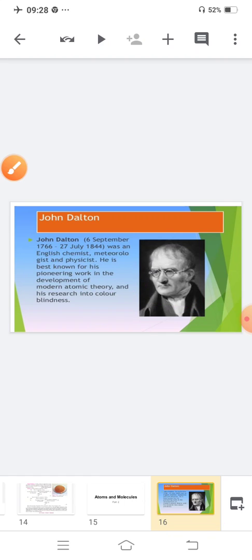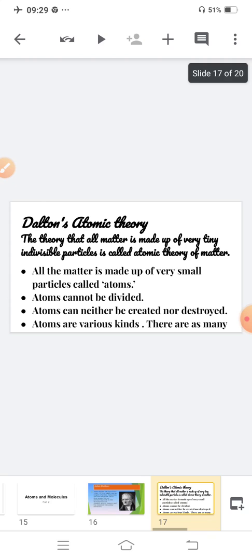I am reading this slide once more. Listen carefully. John Dalton was born on 6 September 1766 and died on 27 July 1844. He was an English chemist, meteorologist and physicist. He is best known for his pioneering work in the development of modern atomic theory and his research into color blindness.